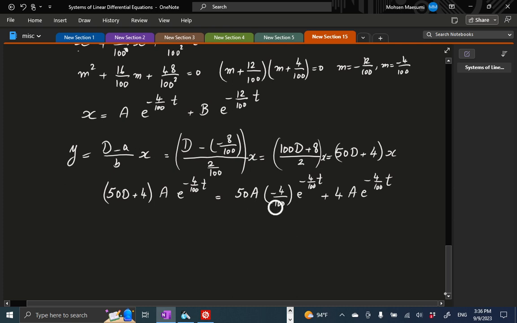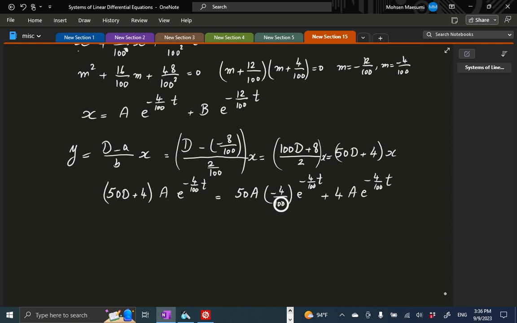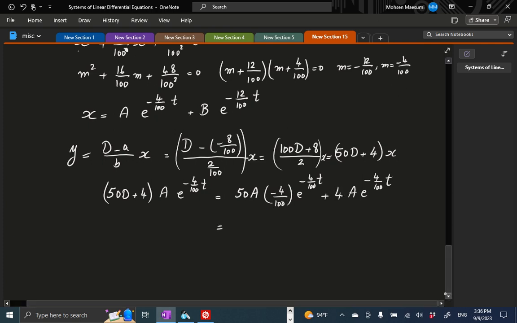Well, I can clean this up. 50 times minus 4 minus 200 over 100, that's minus 2, and then plus 4. Minus 2 plus 4 is going to be 2A exponential of minus 400t. So I took this, multiplied by this piece. Now I multiplied also by the second piece. So perhaps you want to go ahead and do this yourself.